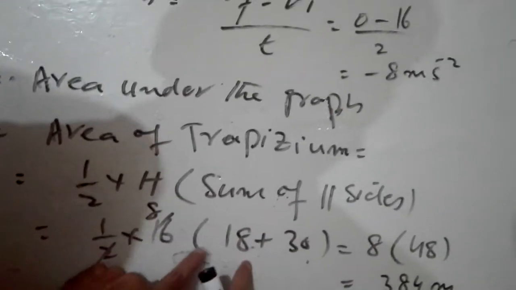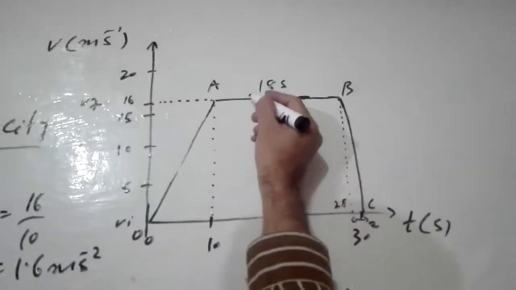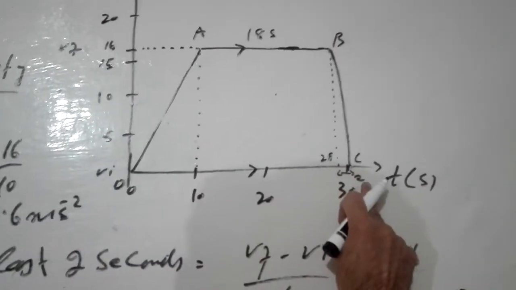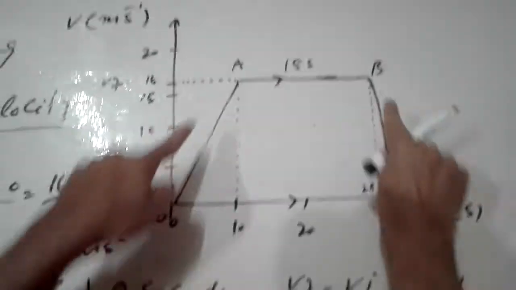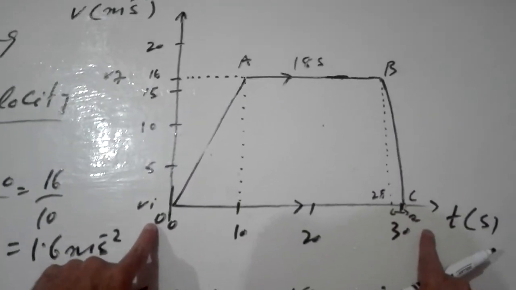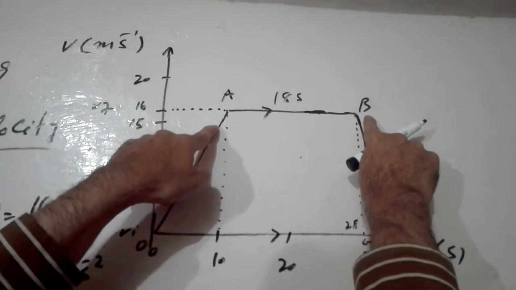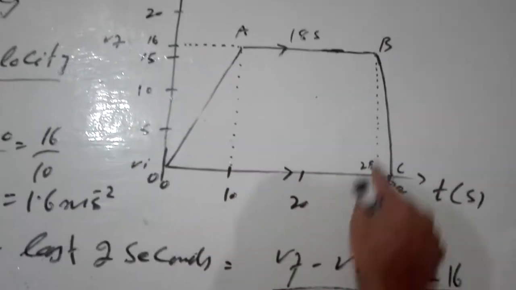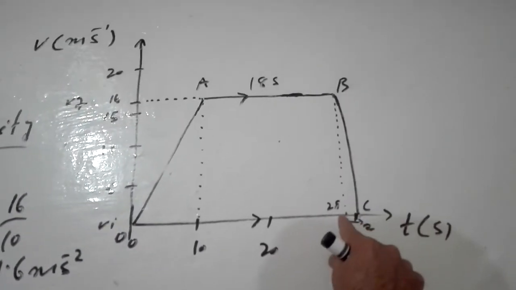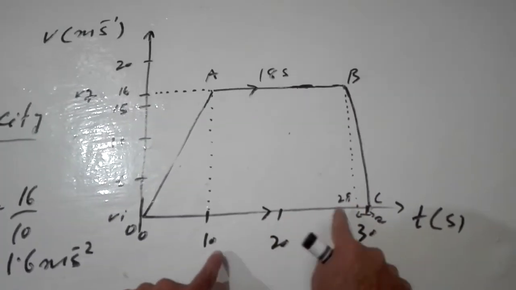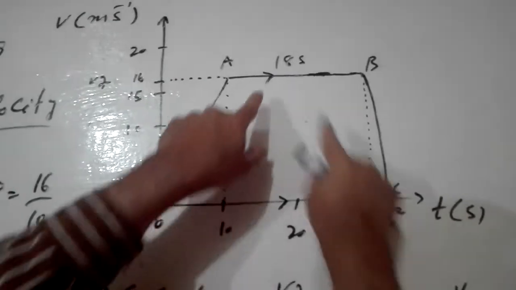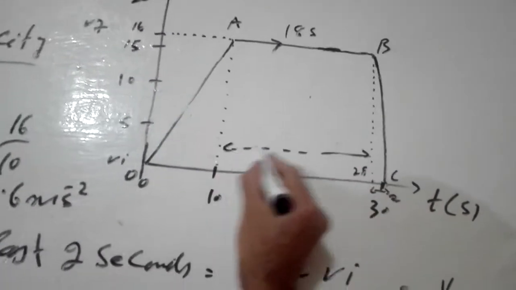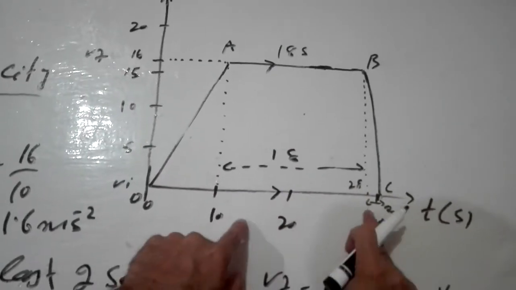Now the sum of parallel sides. Notice that these two sides are parallel, meaning AB and OC. AB side and OC side, two sides are parallel. Clearly the AB side is 18 centimeter. How is it 18? Because this is 10 and from here we have noticed that it is 28. So if we subtract 10 from 28, we will get 18. So this distance is also 18.